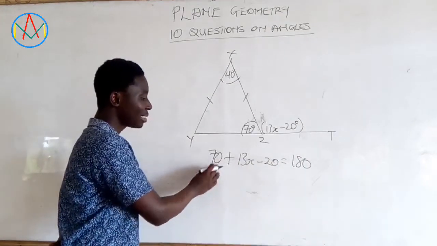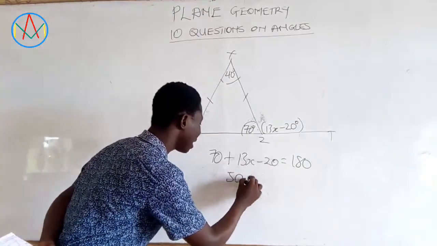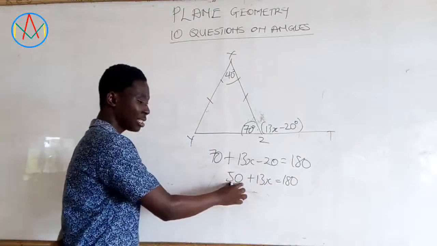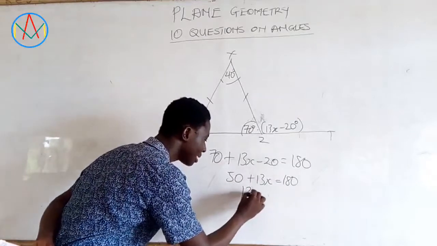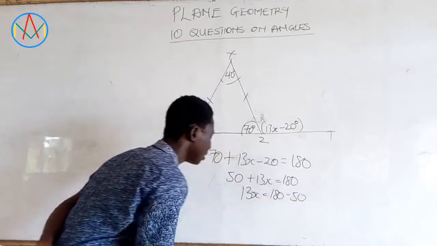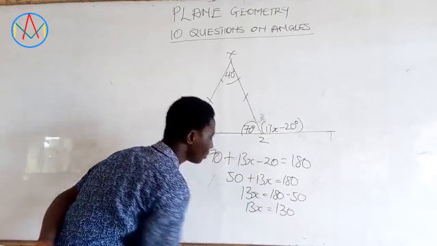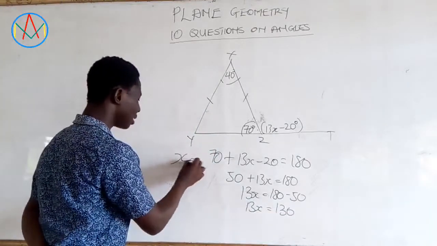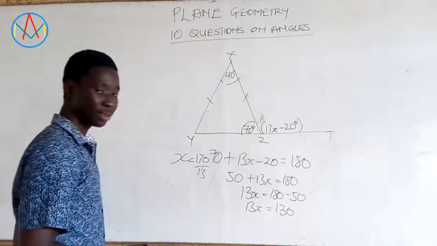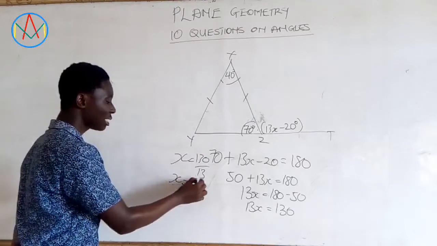Now, 70 minus 20 is 50, plus 13x is equal to 180. So we transpose this to the other side. 13x is equal to 180 minus 50. 13x is equal to 130 here. So I'm going to get x is equal to 130 over 13, and this goes into this 10 times. So x is equal to 10 degrees.